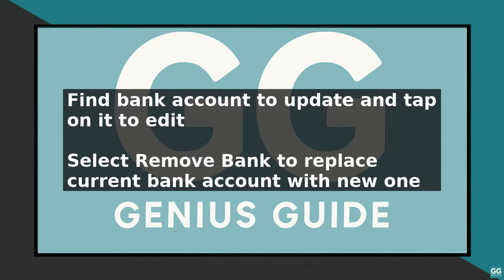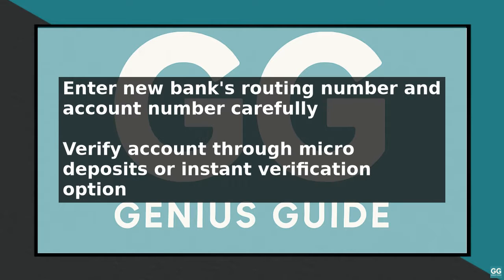Next, tap on Add Bank or Card to connect a new bank account. You will be asked to enter your bank's routing number and account number. You can find this information on a check or by contacting your bank. Enter the numbers carefully, as incorrect information can cause the linking process to fail.